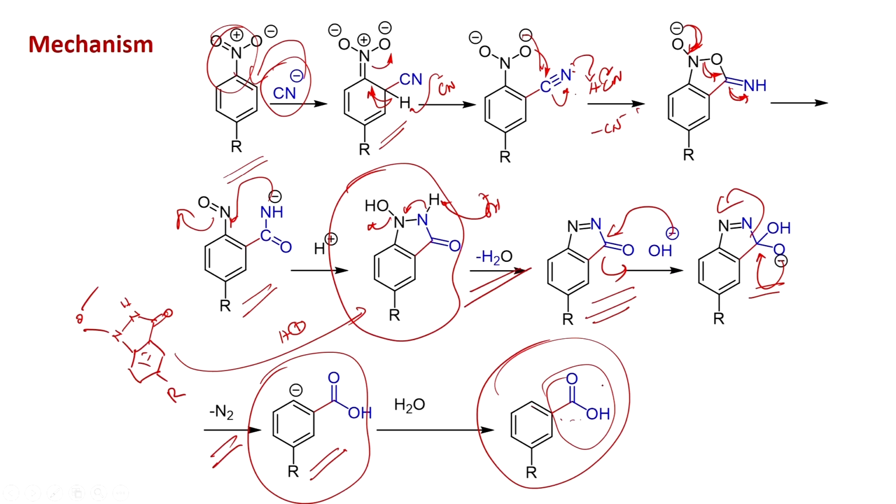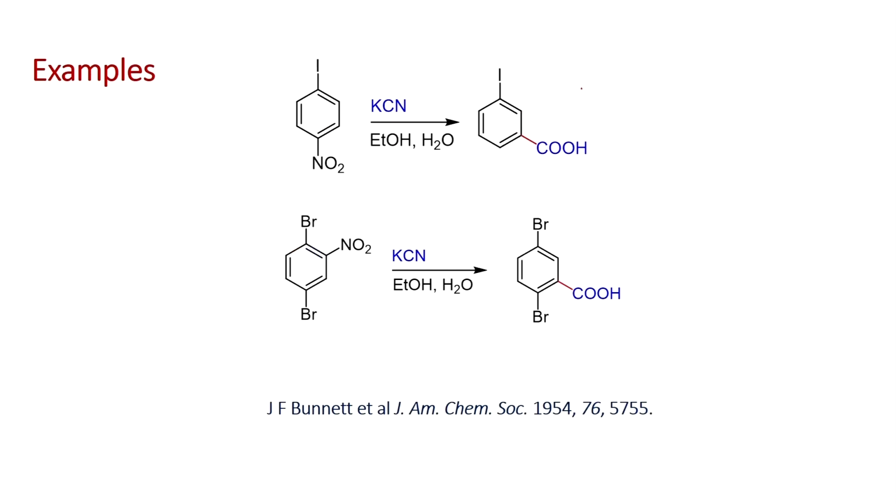So this reaction is interesting, as I mentioned, with respect to the mechanistic aspect. Now let us see some examples. Here an example is shown, the reaction of the nitro derivative. When you react it with potassium cyanide in ethanol solvent and water medium, you will be able to introduce a carboxylic acid group here.